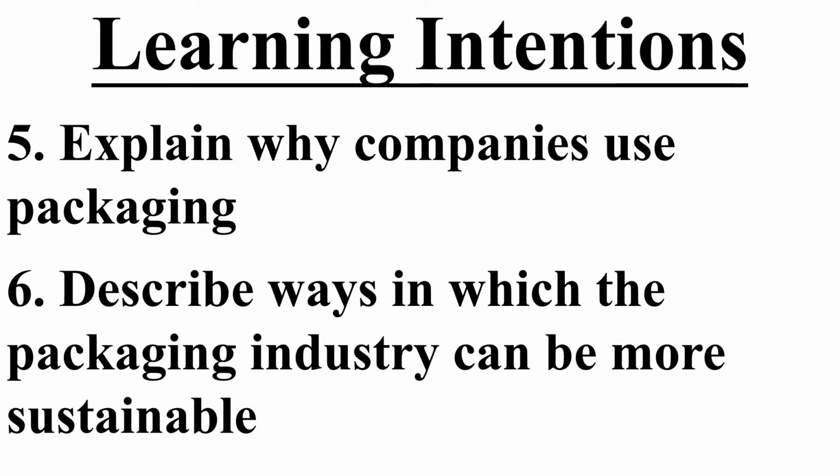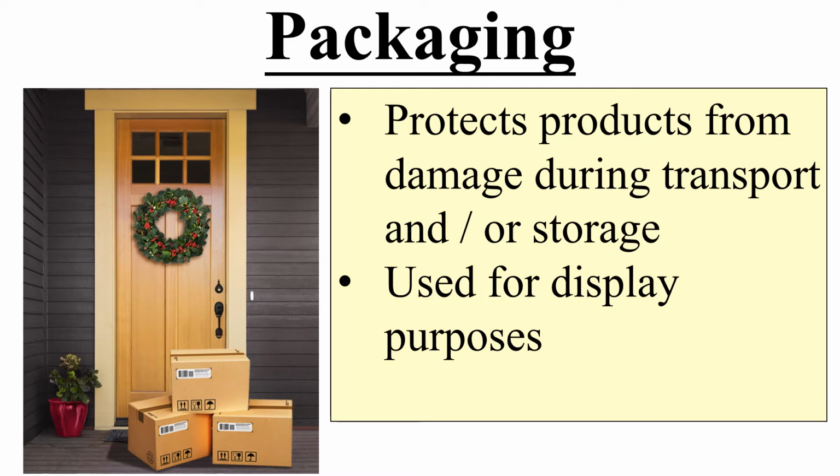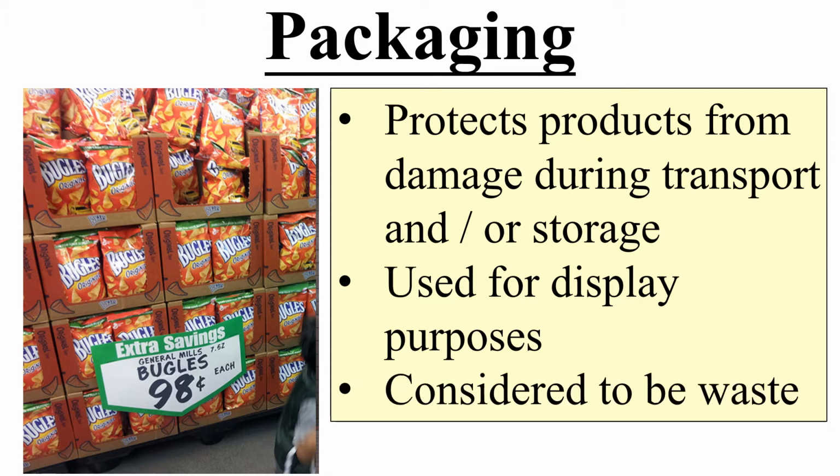The next section is on packaging. So explain why companies use packaging, and also describe ways in which the packaging industry can be more sustainable. So first of all, the purpose of it. So it's to protect products from damage during transport and or when it's being stored, or it could be used for display purposes. For example, those are crisps, I think. General Mills bugles, and yeah, it's waste ultimately.